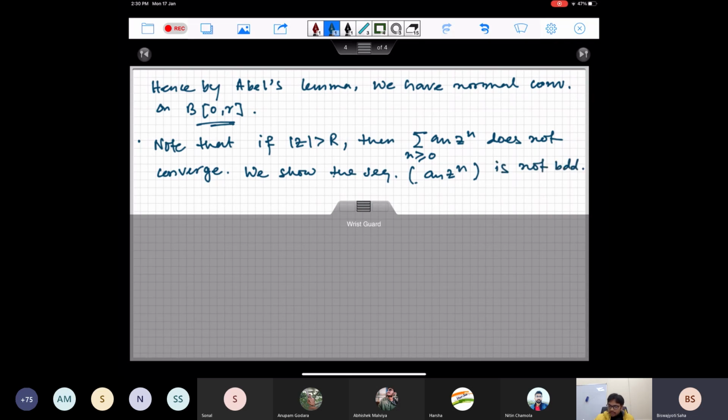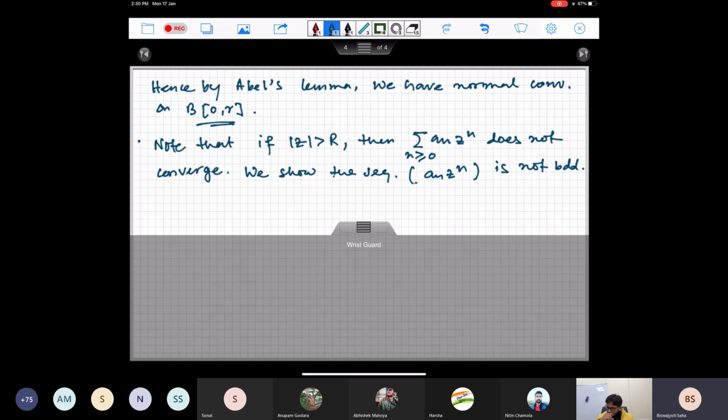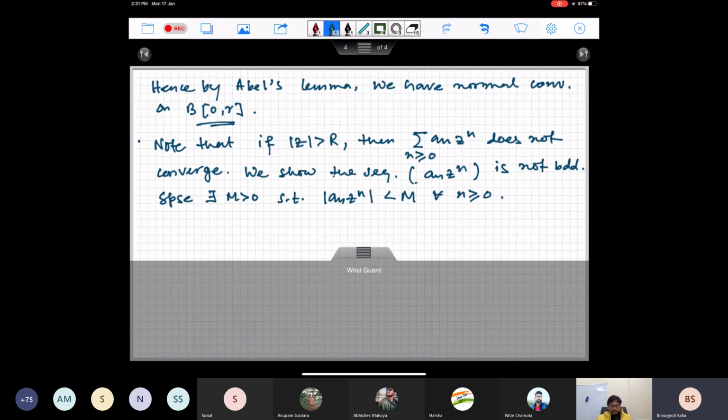Do you all agree that if this sequence is not bounded, then the infinite sum does not converge? Yes, sir. Because if the infinite sum converges, then we know that the nth term goes to 0, but I am claiming that the sequence itself is not bounded. Now how do I show that? Let us prove it by contradiction. Suppose there exists m positive such that mod of a n z power n is less than m for all n bigger than or equal to 0. So suppose this sequence is bounded.